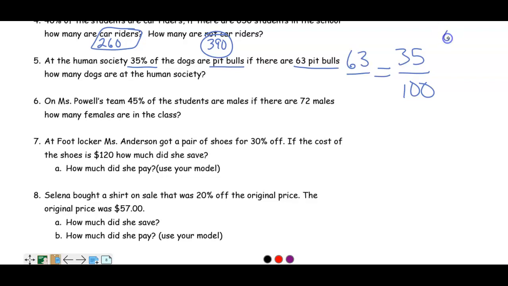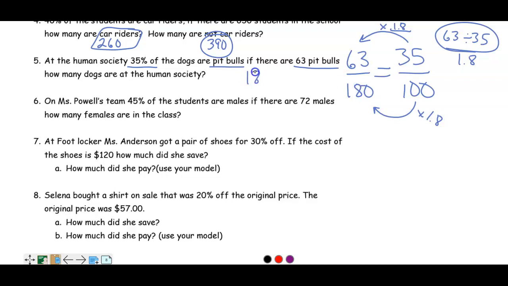Here we need to do 63 divided by 35, right? Because I'm trying to think, 35 times what will give me 63. Well, this will tell me how to do that. So we divide that out, and we end up with 1 8/10. So 35 times 1 8/10. So I'm going to do the same thing here. 100 times 1 8/10 will give me 180. So that's the answer to our problem. 180 dogs. That's our total.